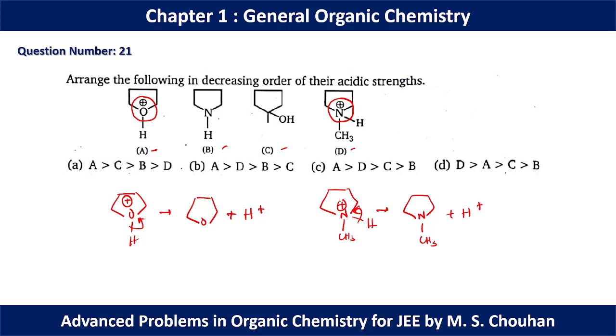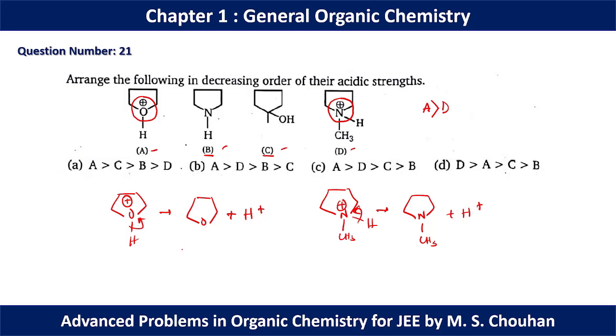Now, if we compare the stability between A and D, we can see that oxygen is much more electronegative. Hence, positive over oxygen is much more unstabilizing situation. So, from molecule A, we can have a readily dissociation of H plus. So, between A and D, we can say that from A, we can have maximum or faster release of H plus compared to D.